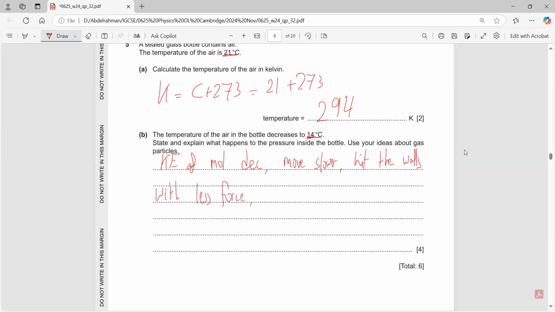And when they hit the walls with less force, what happens? And less frequently, not as much because they're moving a lot slower. So what happens to pressure? So pressure eventually decreases. Why? Because pressure equals force over area. So if you decrease the force, you're also decreasing the pressure, right?